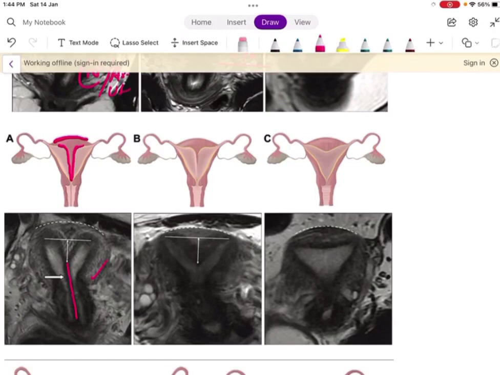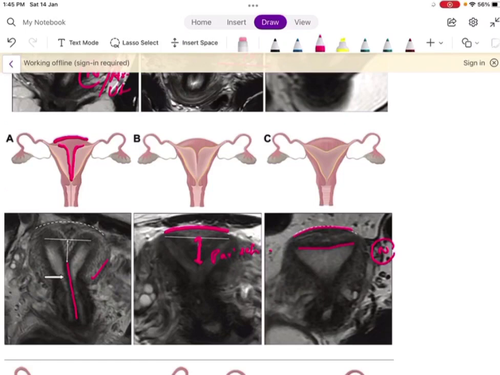Next is this case. The fundal contour is again normal, but there is this internal indentation and the septum is here in this part only. So this is the partial septate uterus. And in the third image, the external contour is absolutely normal, and there is a slight dip in the internal indentation, which can be of normal variety.